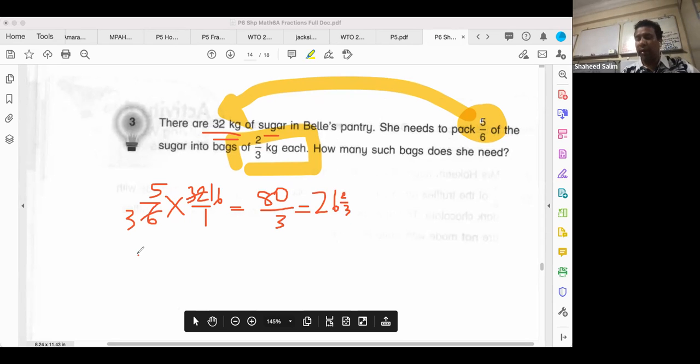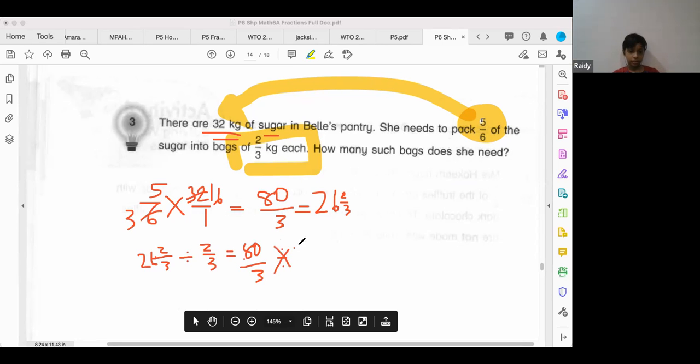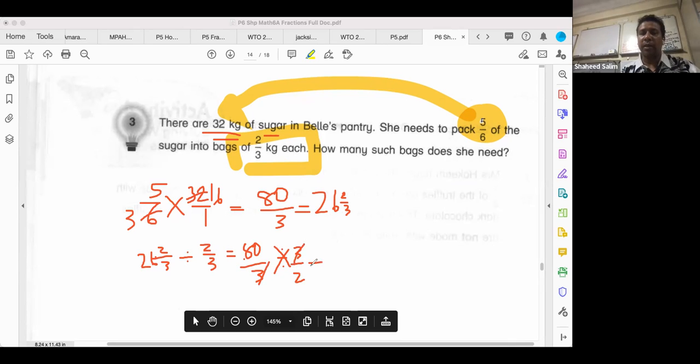We don't need to change. Okay, 26 and 2/3 now, we've got to divide it into how many? Into 2/3 packets. So I use this number back. It's 80 over 3. 80 over 3 is 26 and 2/3, divided by 2/3. Divide by 3, answer 40. So there are 40 bags of these, right?